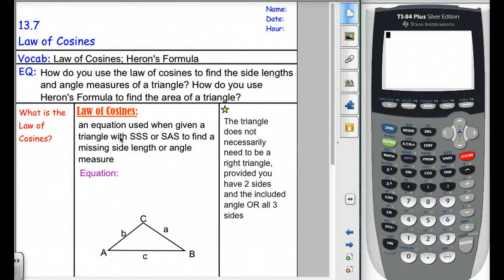So that's the one thing, remember, it doesn't necessarily have to be a right triangle. You just have to have two sides and the included angle or all three sides. The equation for the law of cosines is that your side A, whatever side you're trying to find, is the square root of the sum of the other two sides each squared, minus 2 times those two sides multiplied together times the cosine of the angle you're given.